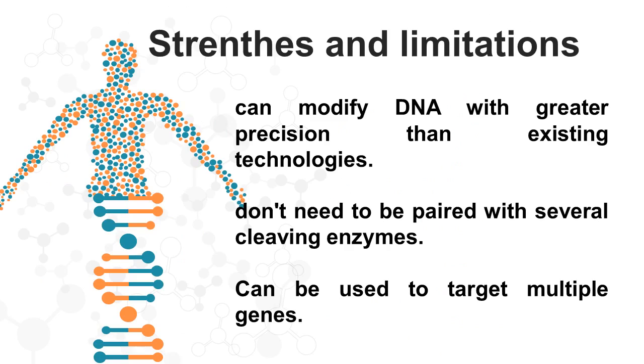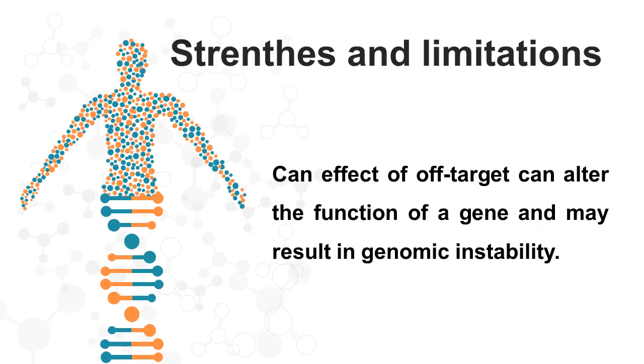Now we can discuss strengths and limitations of CRISPR-Cas9. Firstly, strengths. CRISPR-Cas9 can modify DNA with greater precision than existing technologies, doesn't need to pair with several cleaving enzymes, and can also be used to target multiple genes. Its limitations: off-target effects can alter the function of a gene and may result in genomic instability.